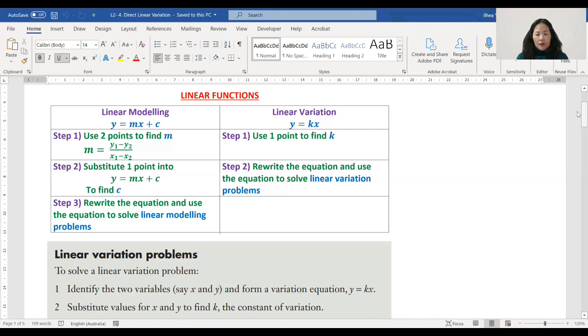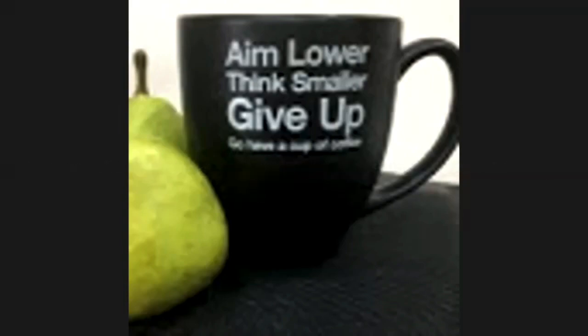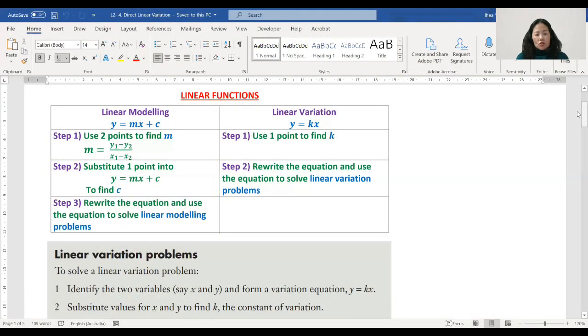Therefore we don't have a y-intercept on this one. So the simple formula for linear variation is just y equals kx, with k being the gradient. Linear modeling has 2 terms, mx plus c, whereas linear variation just has 1 term. That's all. Because there's 1 less term in a linear variation, there'll be 1 less step to do, right? Because we don't have to find the c.